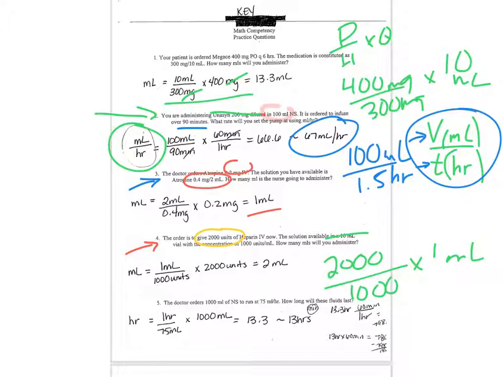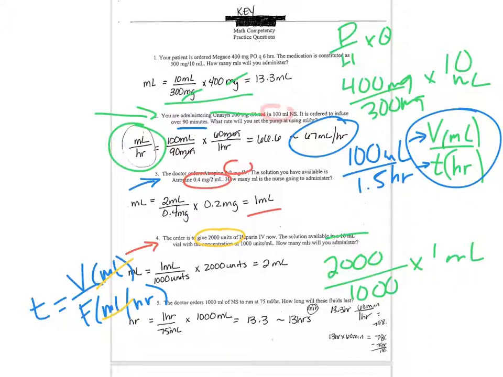Our time formula for the number 5, when I taught you guys this, I told you to remember the formula. Time is equal to volume divided by flow rate, which is milliliters per hour. So that's how we looked at it. But again, just like dimensional analysis, the unit milliliters cancels out when we do it that way.